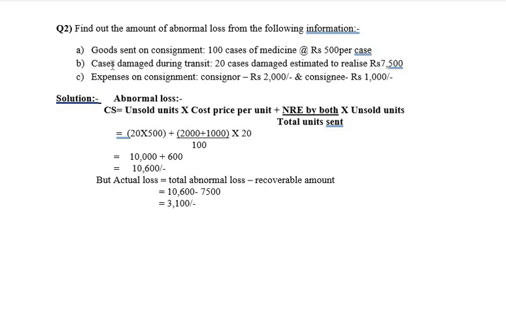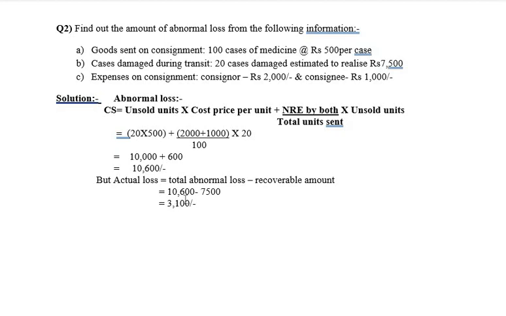But what they have said here is cases damaged during transit is 20, estimated to realize rupees 7,500. So whatever loss they have made on these 20 units, out of that 7,500 they are able to recover. So let's put that in the solution again. What is the actual abnormal loss that they are incurring? Total abnormal loss is 10,600. 10,600 minus recoverable amount is how much? 7,500. So 10,600 minus 7,500. This is the actual abnormal loss that they are incurring, which is 3,100.